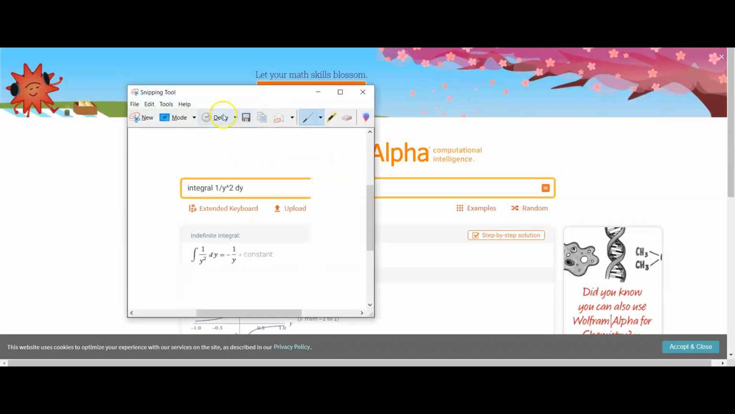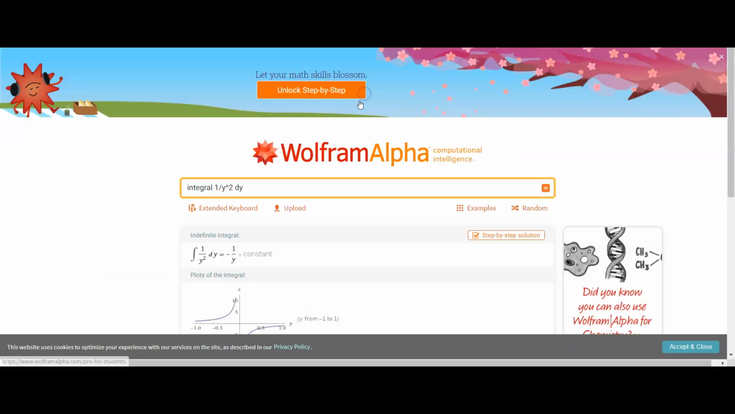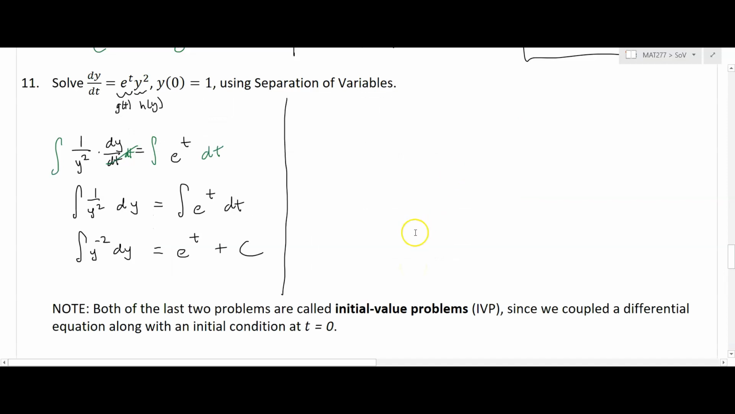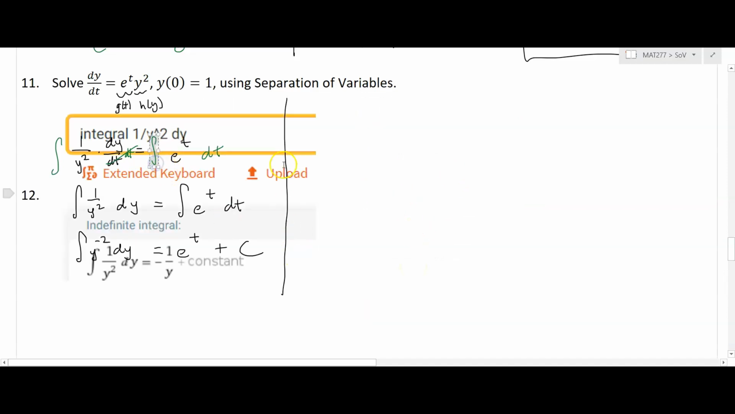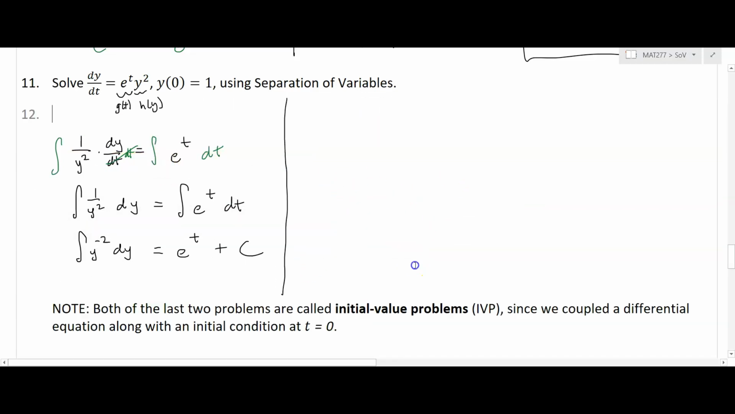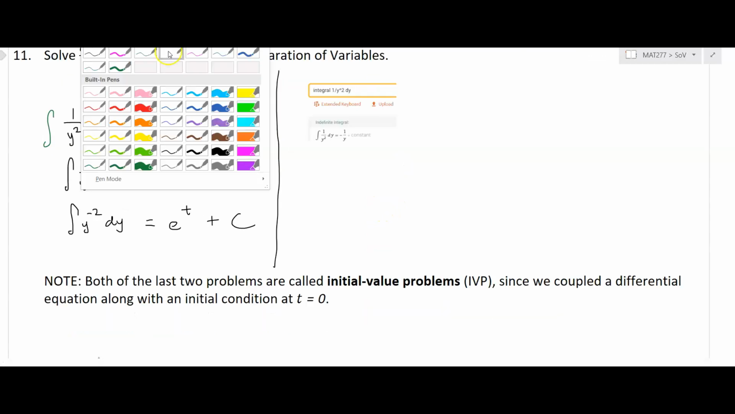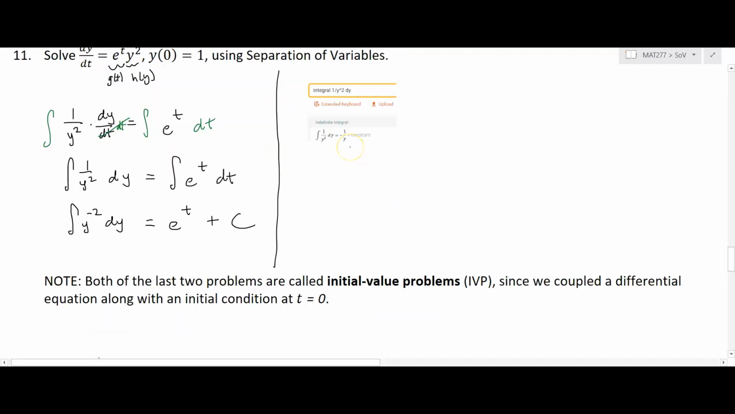And so now I'll come back over here, and let me go ahead and grab this just so we have this in our document. You are well aware that I am completely okay with this process of using Wolfram Alpha to help us out. All right, so here we have our integral. And so now our equation from the previous line is negative 1 over y equals e to the t plus c. So we do need to solve for y.